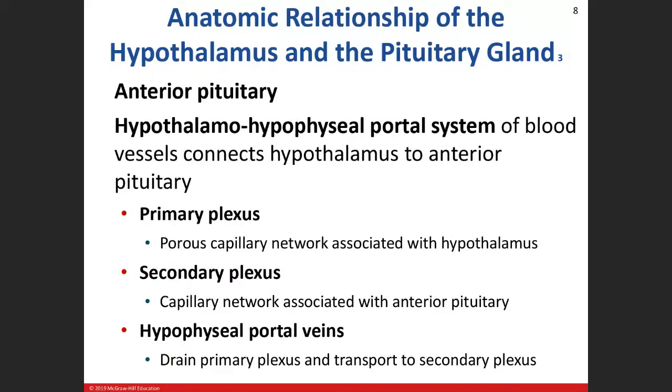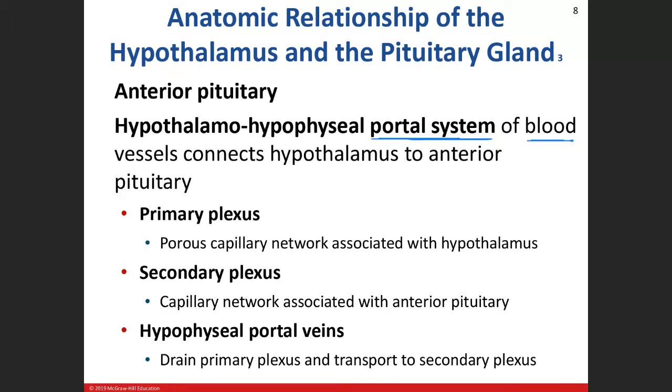So we're going to learn about different types of circulatory systems later on. One is called a portal system, and we'll learn the definition of that, but not now because we have the circulatory chapter to learn that. The hypothalamo-hypophyseal portal system is one of those systems that we'll learn about later on. But it's basically involving blood vessels.